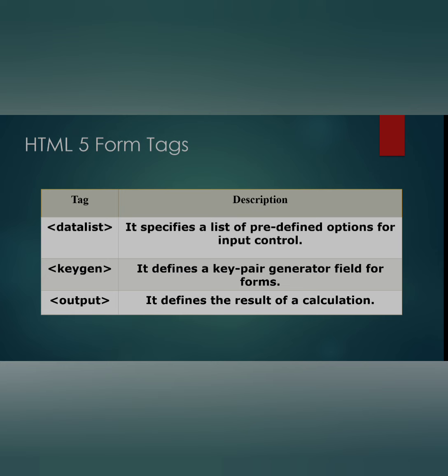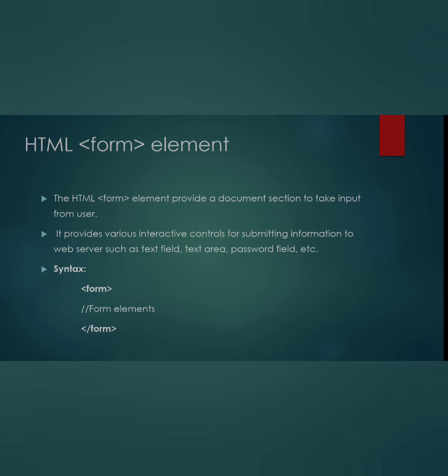Next, datalist, keygen and output. In datalist, it can specify the list of predefined options for an input control. Keygen, it defines the key-pair generator field for forms. Output, it defines the result of a calculation. The HTML form can provide the document section to take input from the user. It provides various interactive controls for submitting the information to web servers, such as text field, text area, password field, etc. Syntax: form elements, /form.